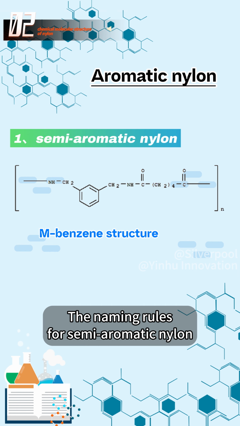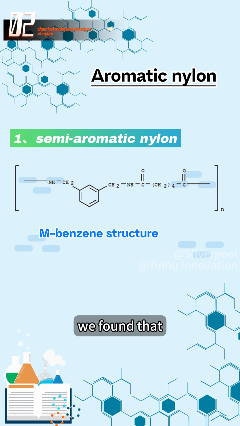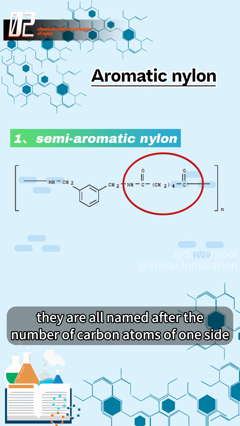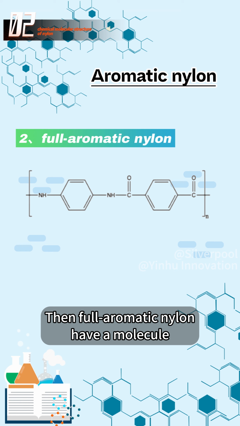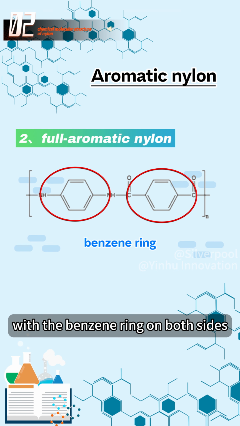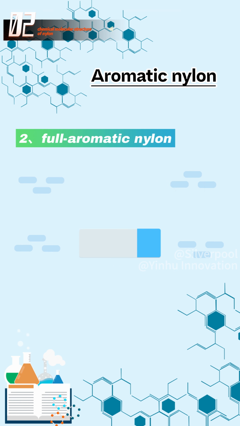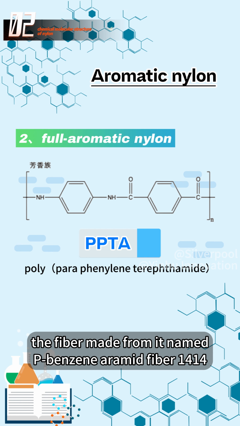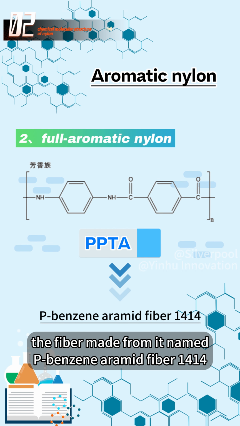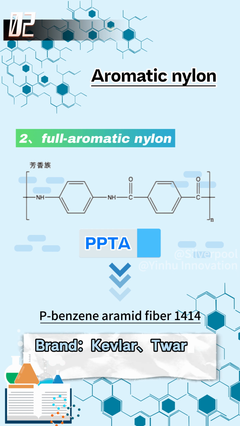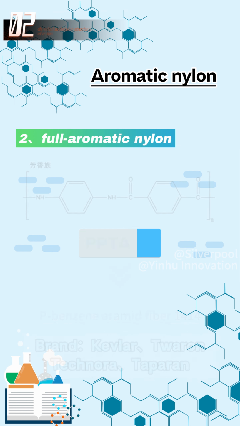The naming rule of semi-aromatic nylon: we found that they are all named after the number of carbon atoms on one side. Then, full aromatic nylon has a molecule with the benzene ring on both sides. Please check below. PPTA, the fiber made from it is named p-benzene aromatic fiber 1414, with brands like Kevlar, Twaron, Technora, Terlon.